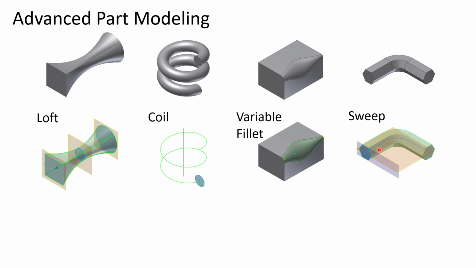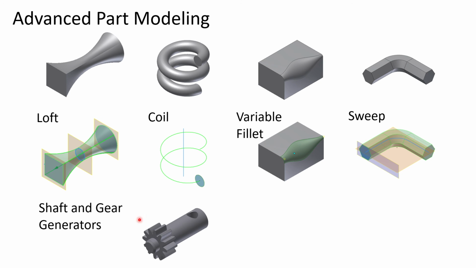And sweep, you will need to create two sketches that are perpendicular to each other. One is for the cross-sectional area, the other one is the path. So when you do the sweep, this cross-sectional area will follow this path. So this path can have many turns, so this way you just have one feature for it instead of three features for this. And finally, you will learn how to use shaft and gear generators to create shafts and gears.